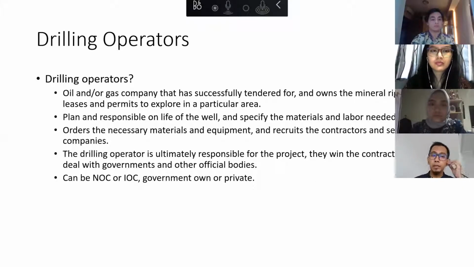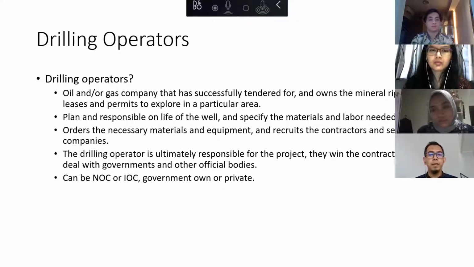They are the oil and/or gas company that has successfully tendered for a field and owns the mineral rights of a block, lease, and permits to explore in a particular area. They are responsible to plan the life of the well and specify the material and labor needed to develop this well or this field. They order the necessary materials, equipment, and personnel, and recruit contractors to grow this field and produce the hydrocarbon. The drilling operator is ultimately the entity that is responsible for the project.